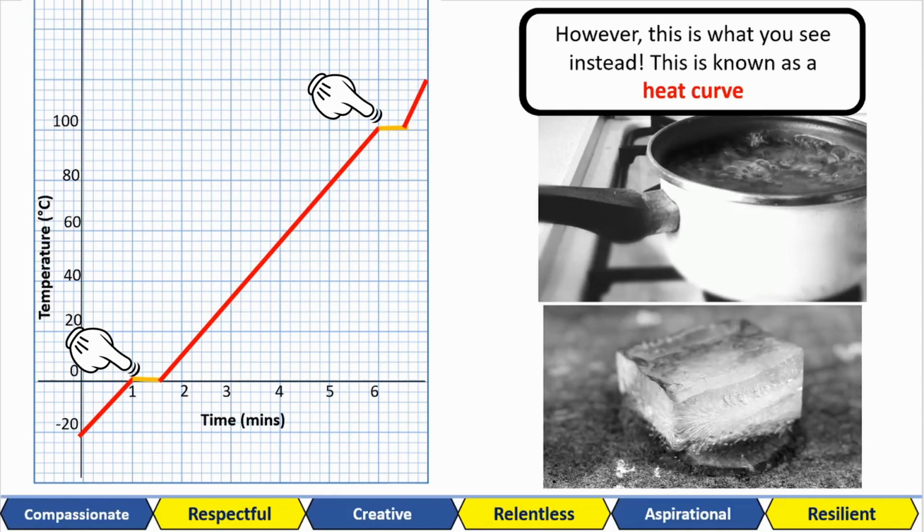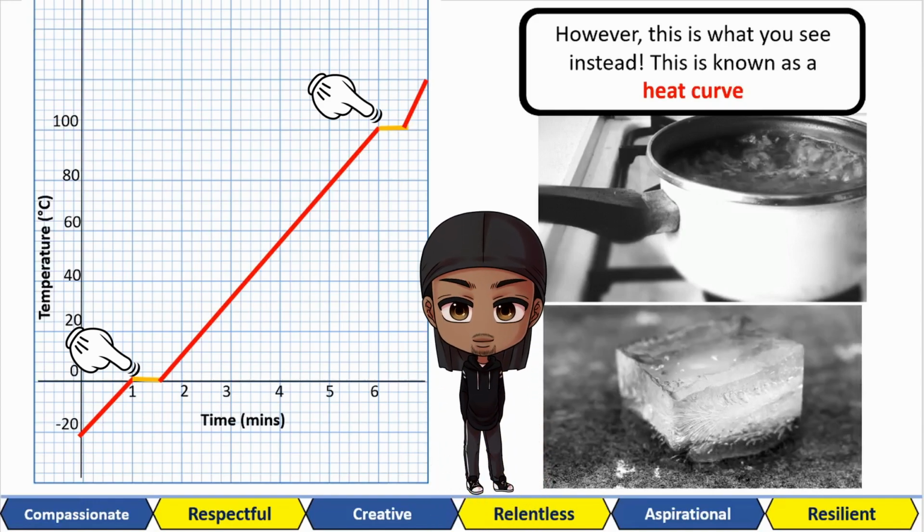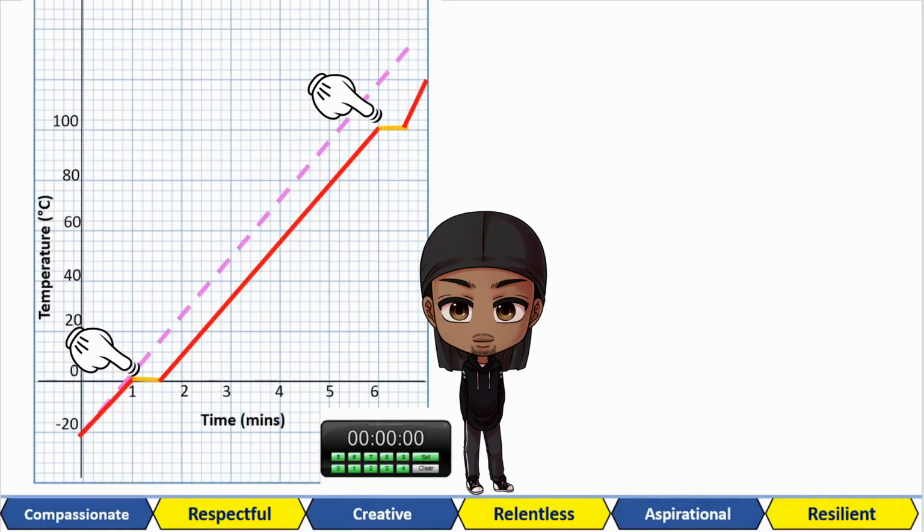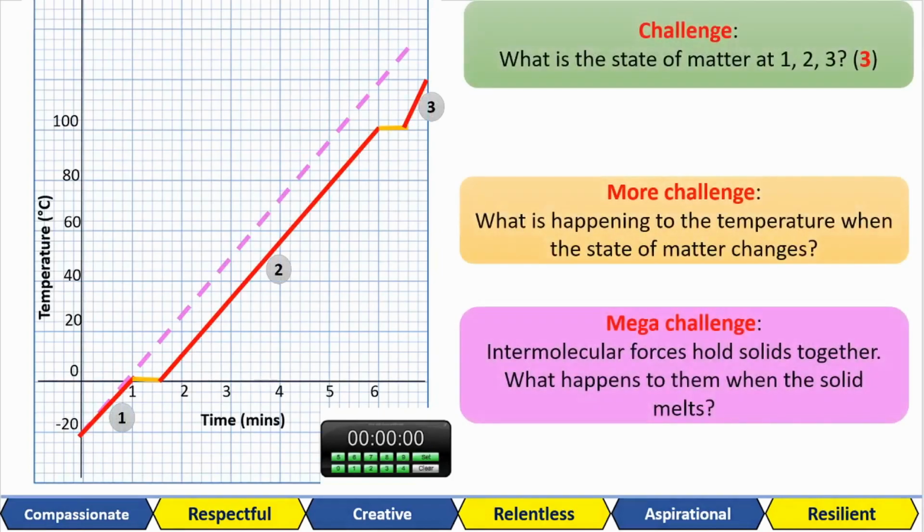Let me get Jaden to help us out here. Jaden, what do these lines represent? What's important about those two temperatures? Oh, that's when it melts and it boils. Exactly. Now we're ready for some challenge questions, of course. I've added some numbers here to the diagonal lines 1, 2 and 3 over here. Do your thing.